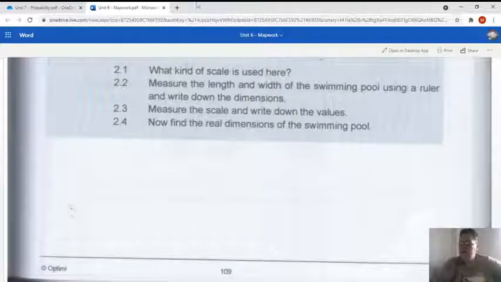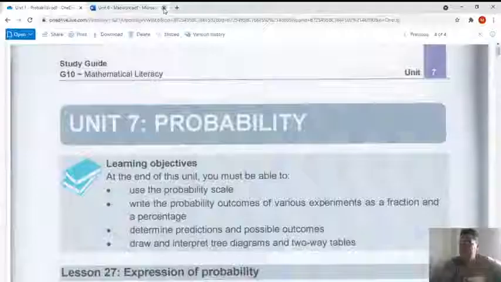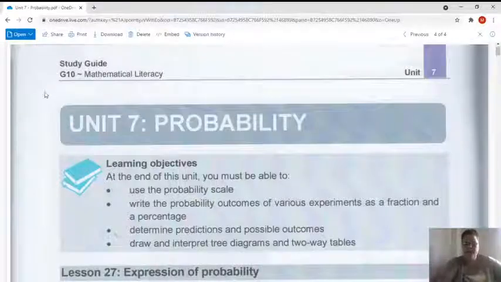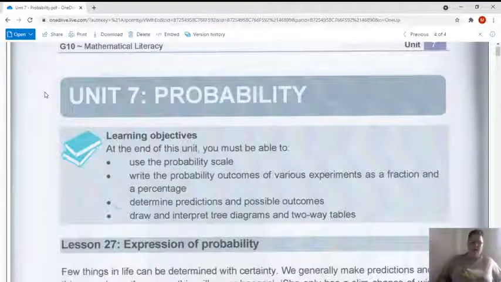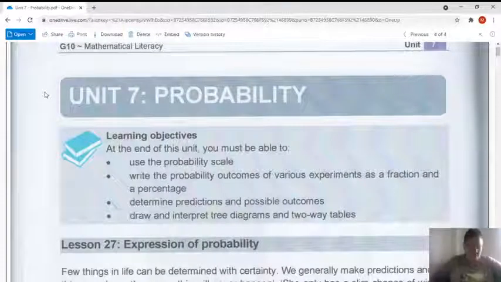So we're done with Unit 6. I am satisfied that everybody is understanding that. So now we are going to probability. I want you to put this in as a new heading in your book.